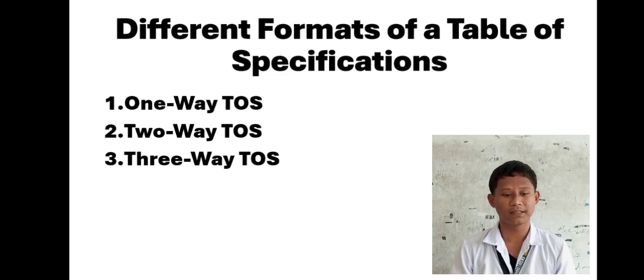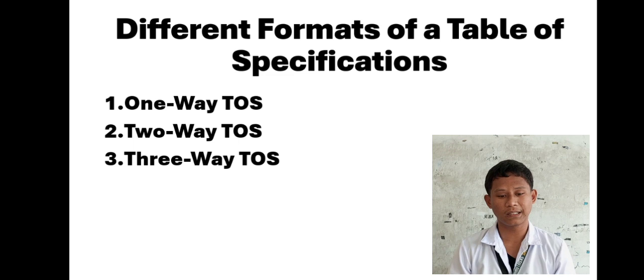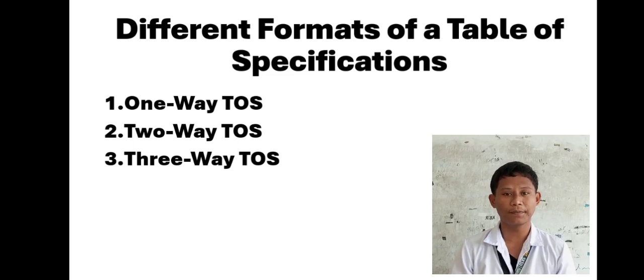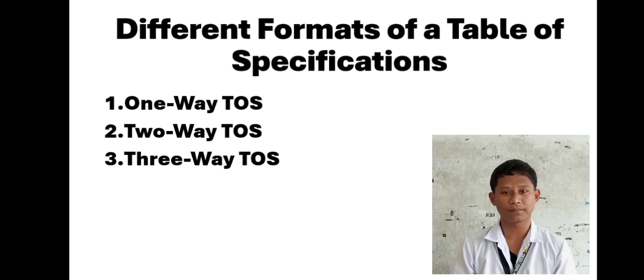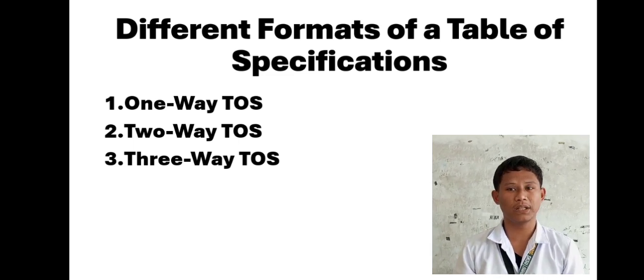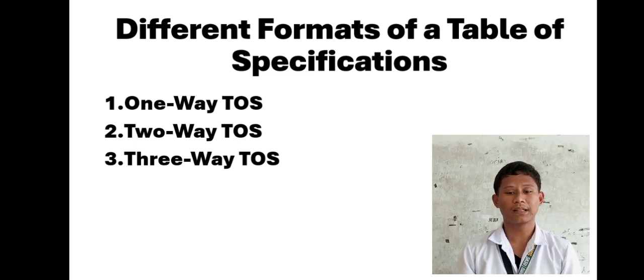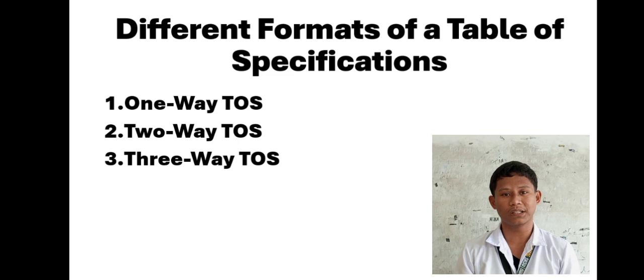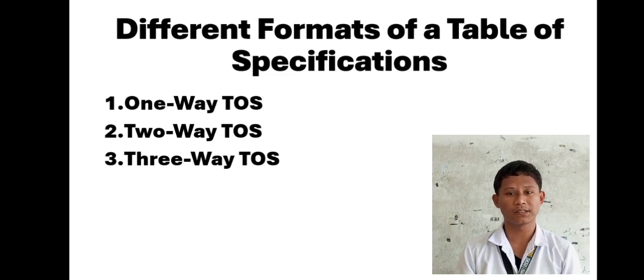So the next is the two-way TOS. The two-way TOS reflects not only the content, time spent, and number of items, but also the levels of cognitive behavior or targeted part of test content based on the theory behind cognitive testing. Next is the three-way TOS. The three-way TOS is the type of TOS that reflects the features of the one-way TOS and the two-way TOS.